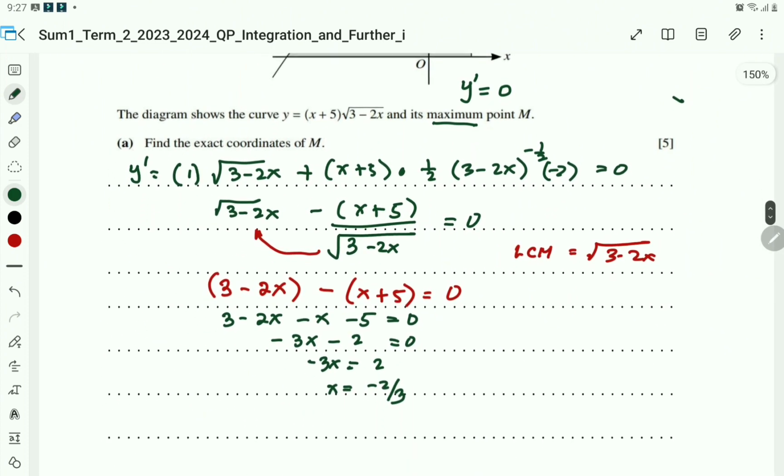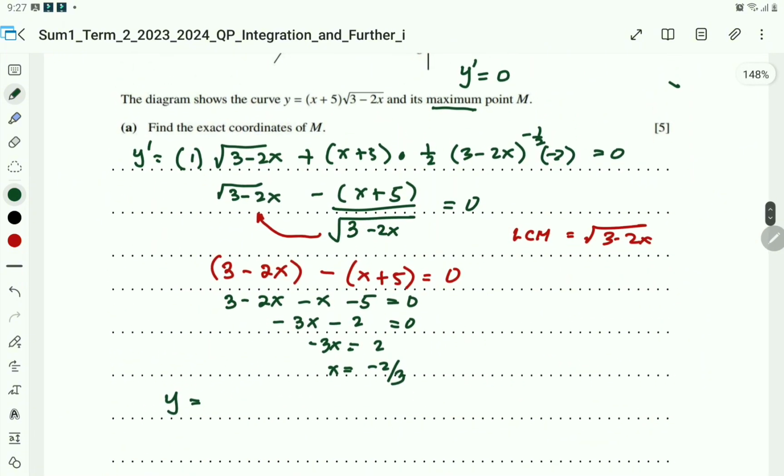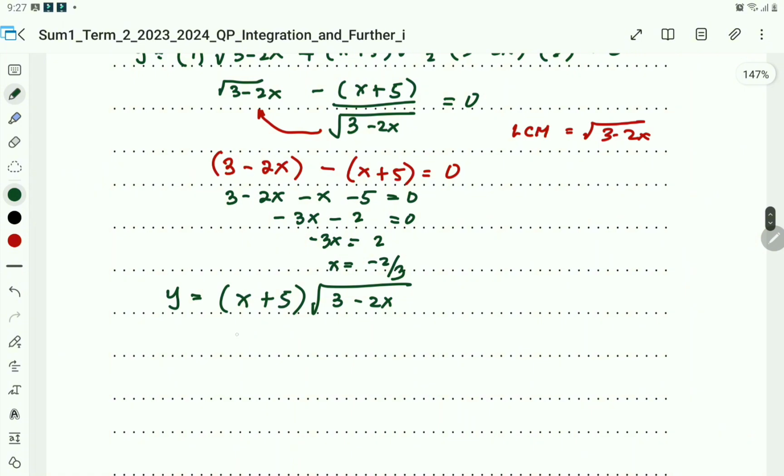And then you need to find the y value. So let's get the y because it's asking for the exact coordinates. So y is equal to x plus 5 times the square root of 3 minus 2x. So you have negative 2 over 3 plus 5 times the square root of 3 minus 2 times negative 2 over 3. So negative 2 over 3 plus 5 is equal to positive 13 over 3.